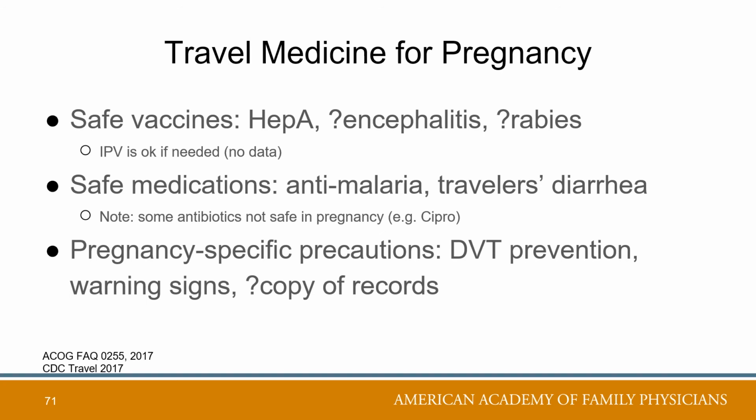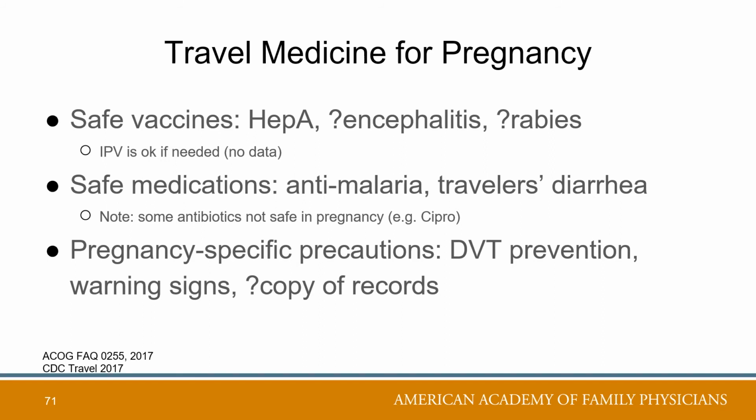Safe vaccines include hepatitis A, probably the encephalitis vaccine, probably the rabies vaccine. It's not that these are contraindicated. We just generally don't have these questions come up. But if a patient really feels strongly that they be vaccinated against Japanese encephalitis or rabies, you can actually go ahead and vaccinate them. IPV vaccine is okay if needed, although, again, there's no real data to drive this. Safe medications include anti-malarial medications and medications for traveler's diarrhea. Some antibiotics are not safe in pregnancy, for example, Cipro, so you have to be thoughtful about which medications you prescribe for antibiotics in the case of GI illnesses.